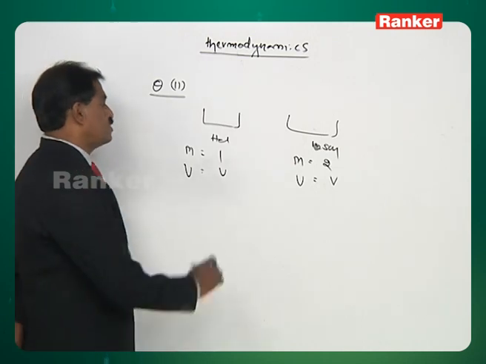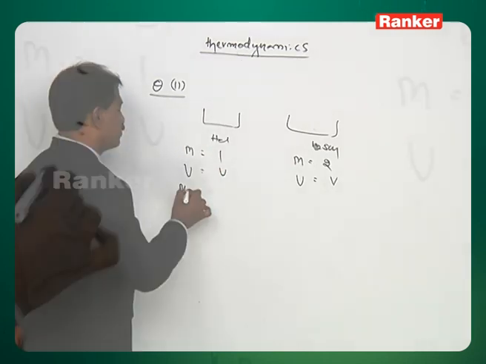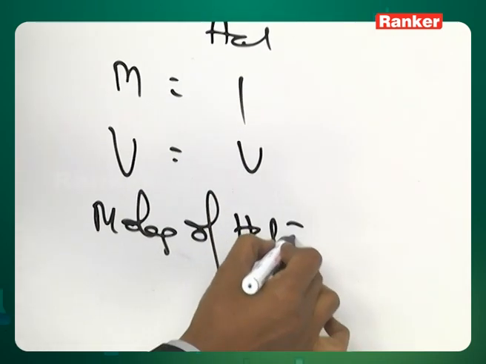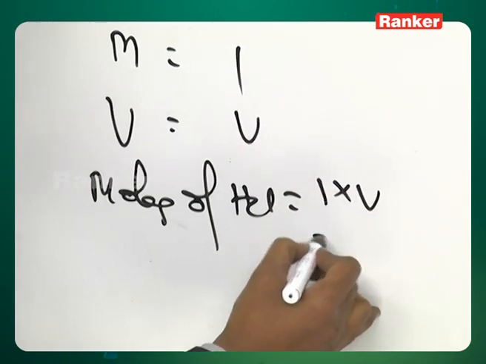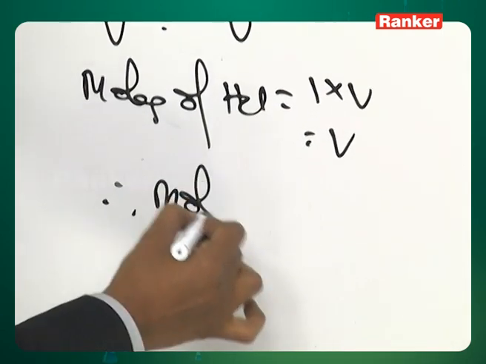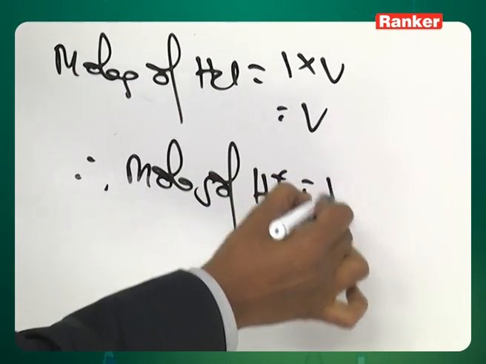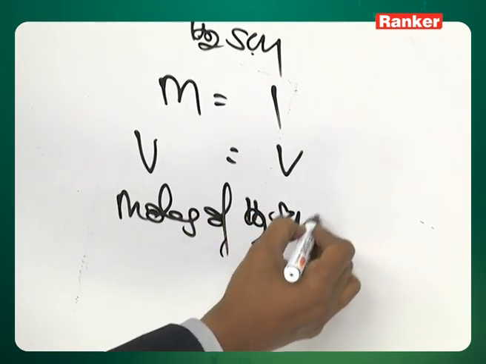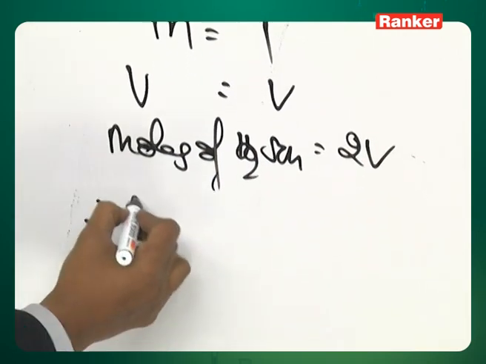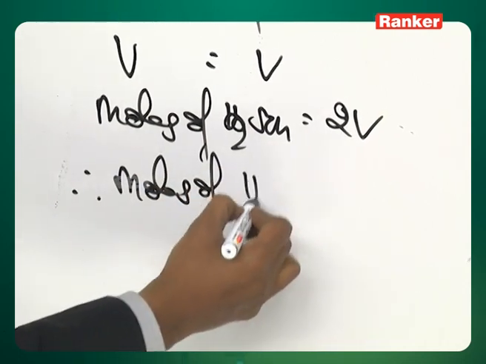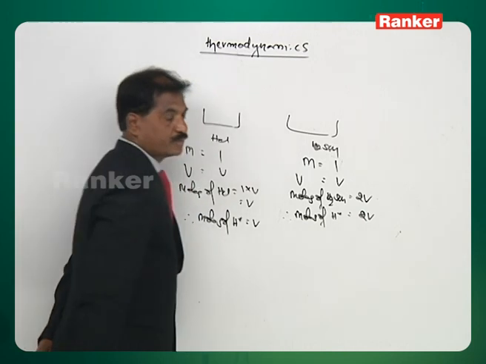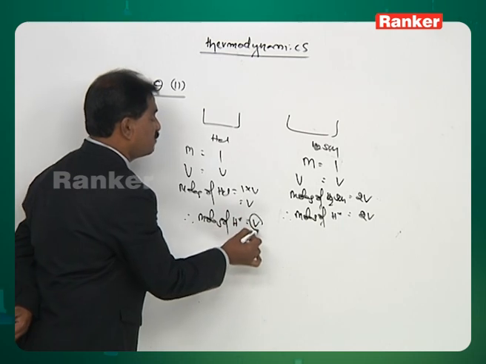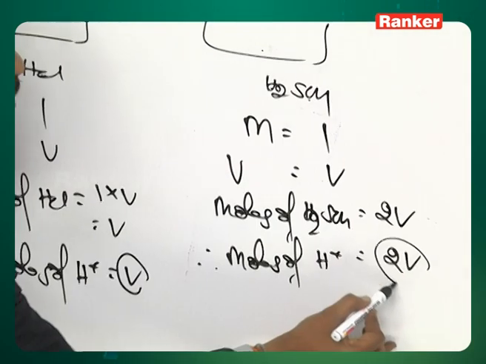Next, both are strong acids. Therefore, moles of the HCl is equal to moles of the H plus. Moles of HCl is equal to 1 into V, that is V. Therefore, moles of H plus is V. Moles of H2SO4 is V. Therefore, moles of H plus is 2V. Now, in the first solution, total moles of the H plus are V. In the H2SO4, total moles of the H plus are 2V.